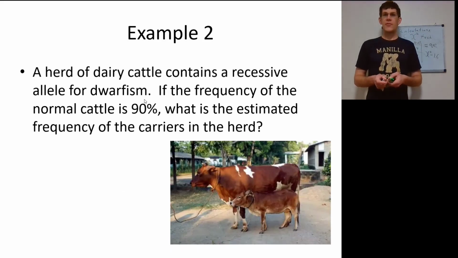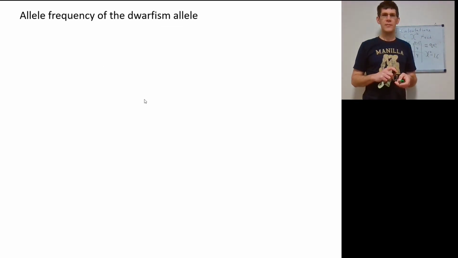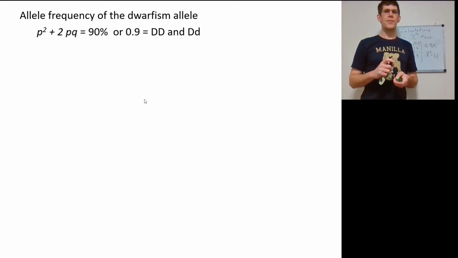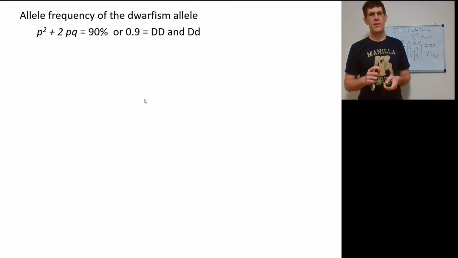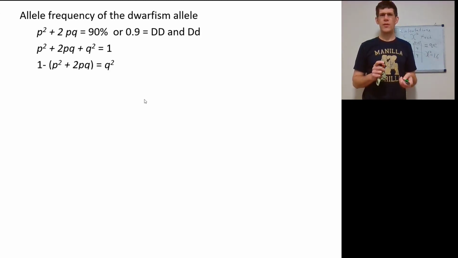A herd of dairy cattle contains a recessive allele for dwarfism. If the frequency of normals, okay, so we know the dwarfs are 10%. Boom, right there. What's the frequency of carriers? So 90% are your p squared plus 2pq. Okay, so that's your DD and Dd. That's actually not informative. What you're looking for is your q squared, which is 0.1, 10% of the population.